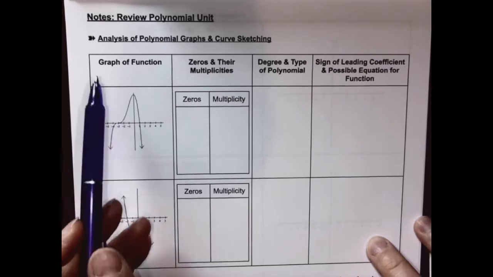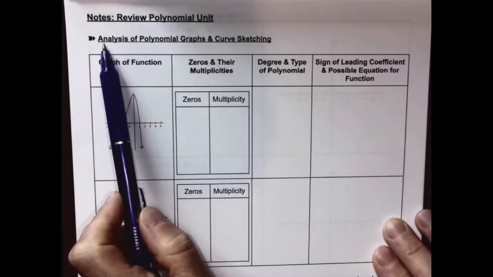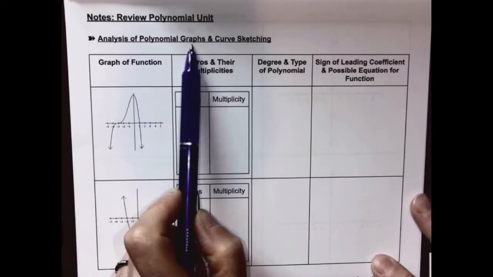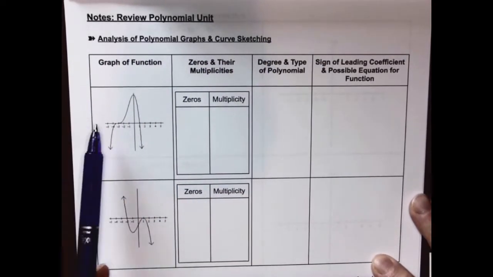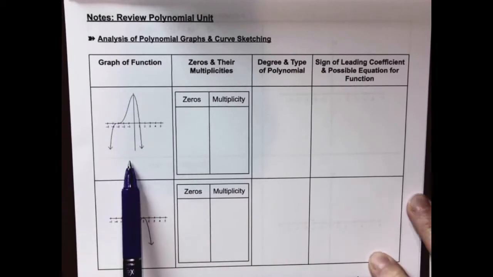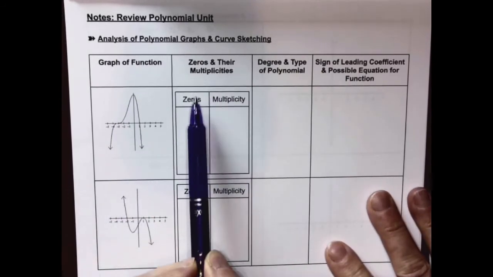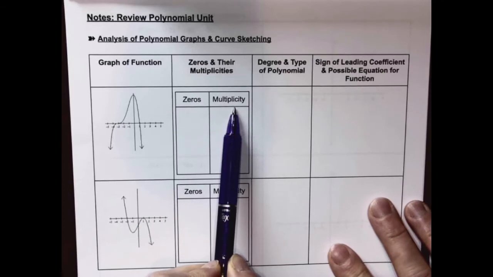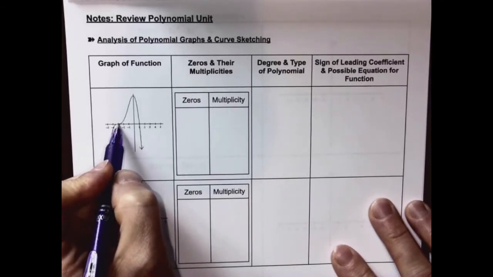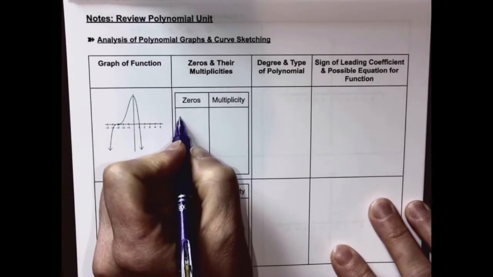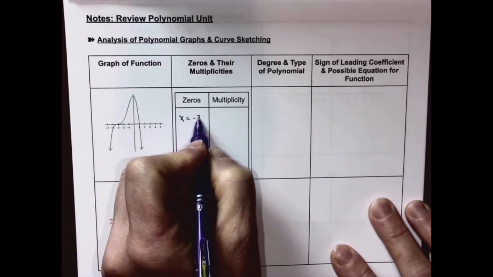Alright, so the first thing we had looked at was the analysis of polynomial graphs and curve sketching. So we are given a graph here, and what we have to find are the zeros and their multiplicities. When we're looking at this graph, there is a 0 right there at -3. So we're going to have x equals -3.